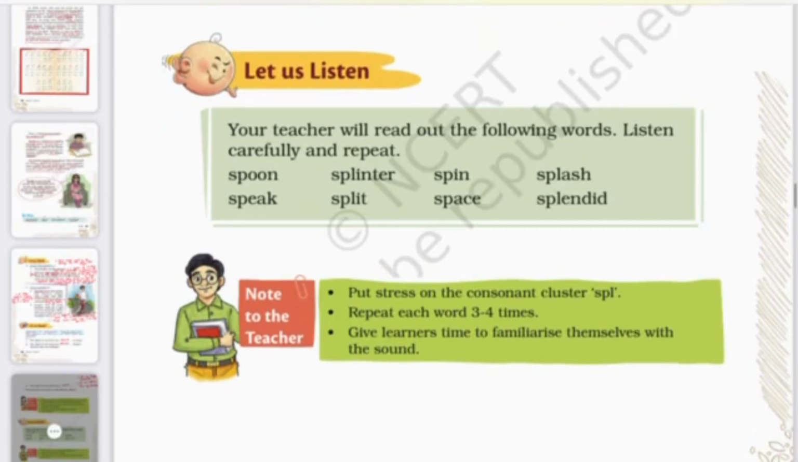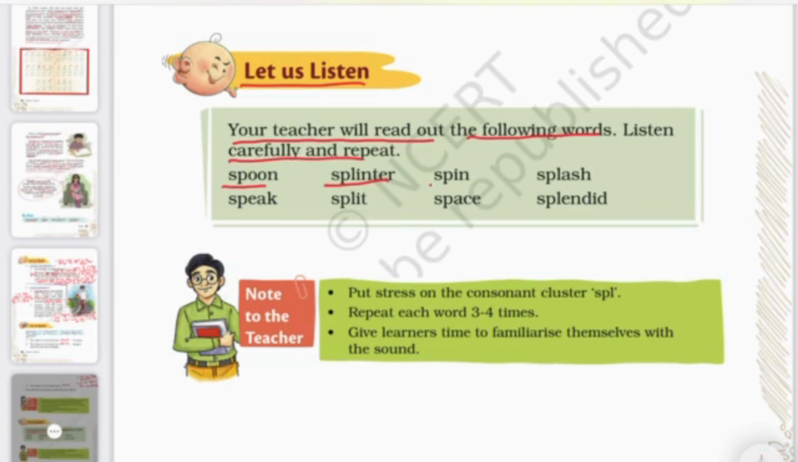Next, let us listen. Your teacher will read out the following words. Listen carefully and repeat. We have learned new words from this lesson. First one is spoon. Already we know that. That is a long handle used for eating, mixing or serving. Next one is a splinter. What is splinter? A thin, sharp piece of wood or metal or glass.